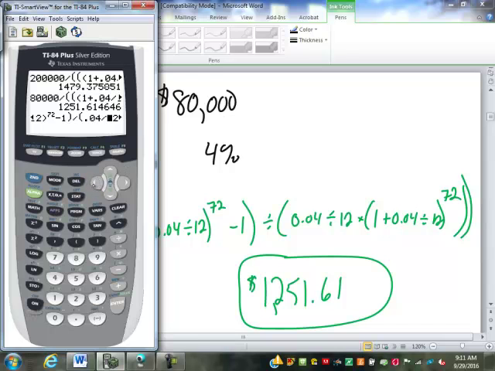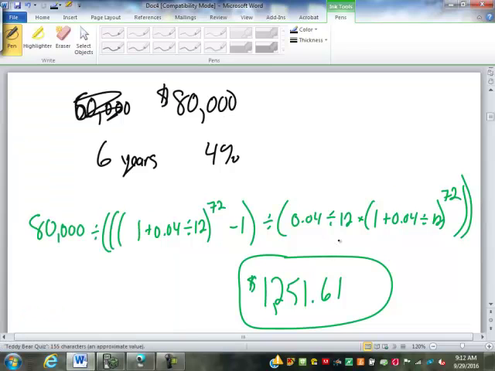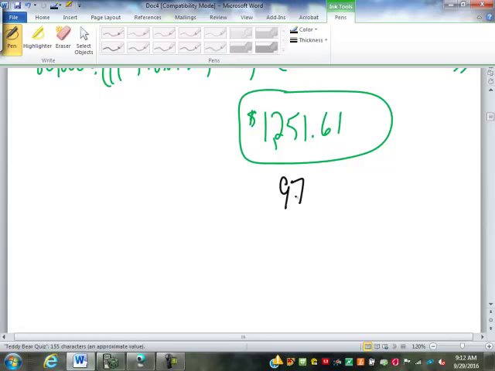By the way, if you go 8 years, chances are they're going to jack up your interest rate too. So you're probably not going to get 4%. You're probably going to pay more like 6%. We're going to leave it at 4% just for comparison here. 8 years is still $975 a month. So this is 6 years. This is 8 years.